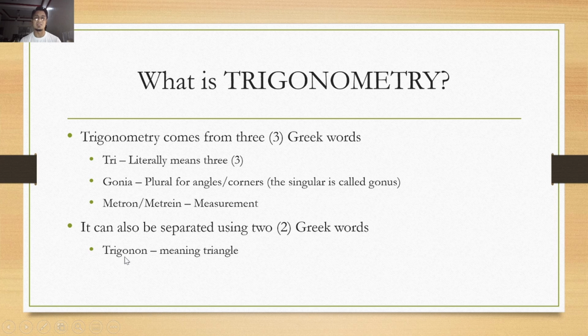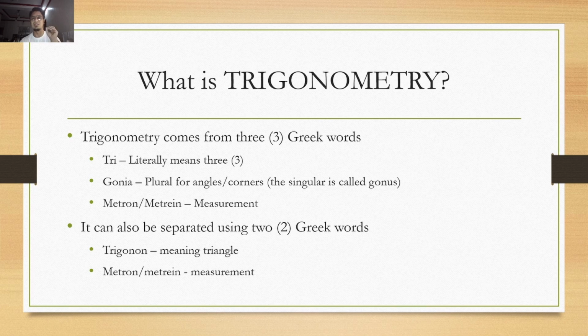The first one is trigonon. So, merong iba, trigon ang nakasulat. So, trigonon, which literally means triangle. Doon pa lang kita na po natin that we will be dealing with triangles here. And the second one will be still metron or metrane, which is measurement.